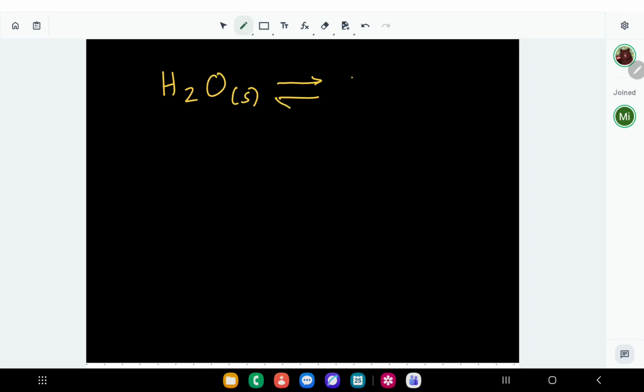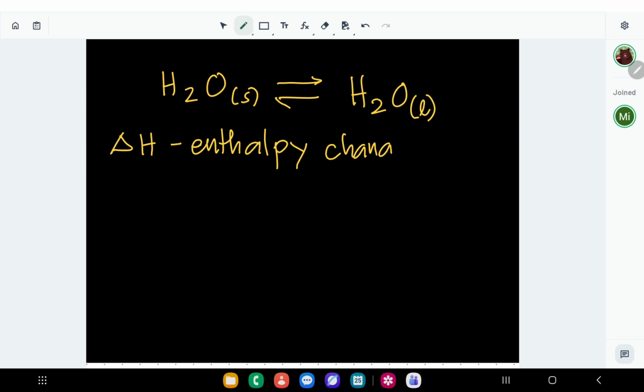Solid, and then water, liquid. So how do we predict the sign? This one, delta H, is enthalpy change, and delta S is entropy change in a reaction. So when we say delta H, this means if the reaction absorbs heat or releases heat.